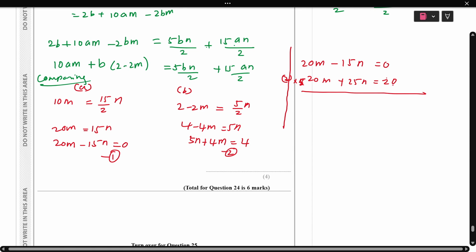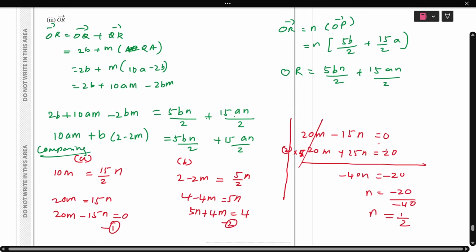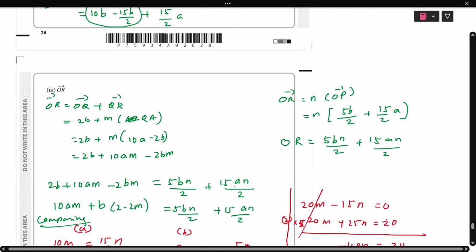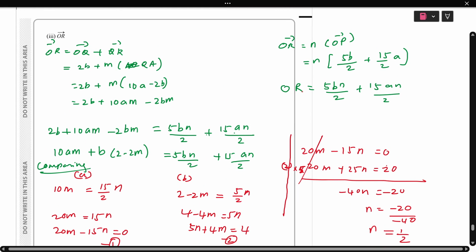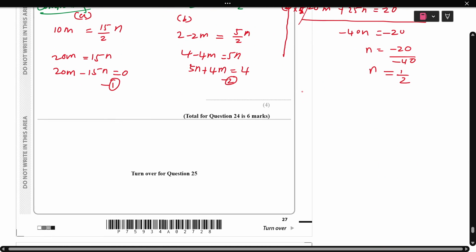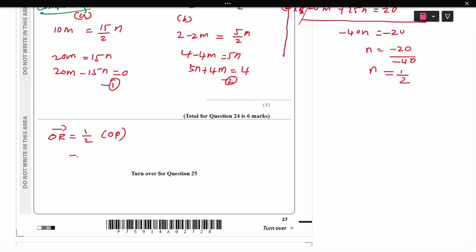When I subtract both the equations, the m terms cancel. So this is negative 40n equal to negative 20, so n equal to negative 20 by negative 40, so n equal to 1 by 2. I got n. Now we go for OR. We need to find OR: OR equal to 1 by 2 of OP.